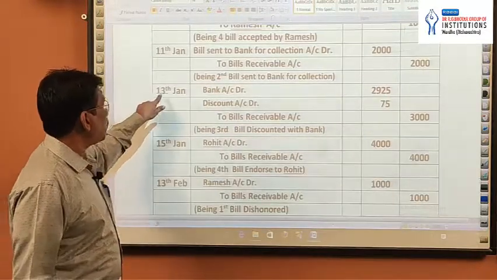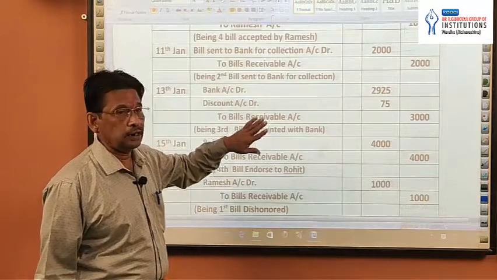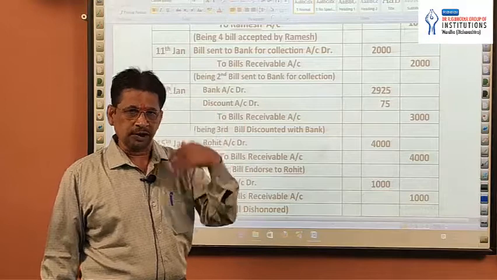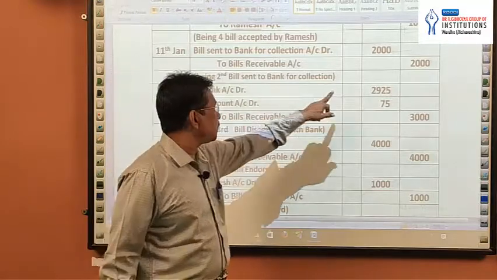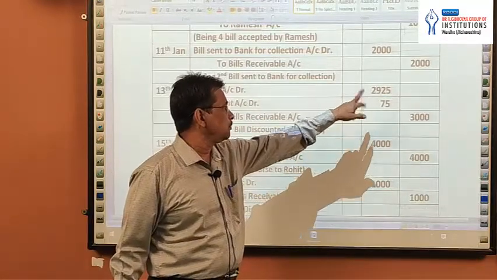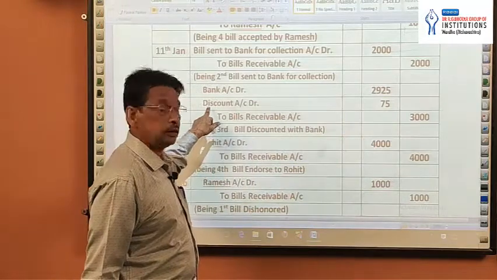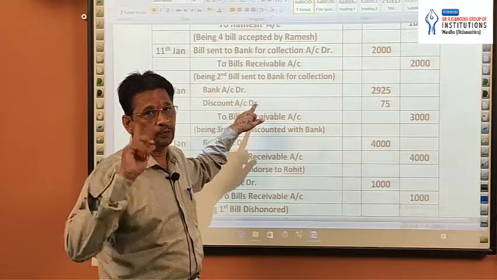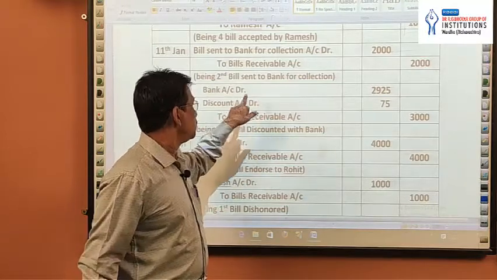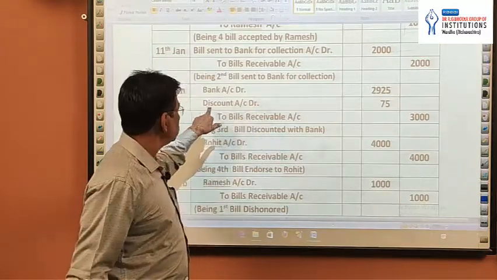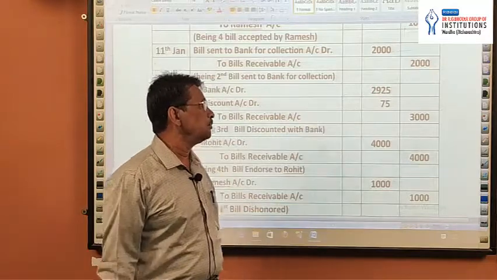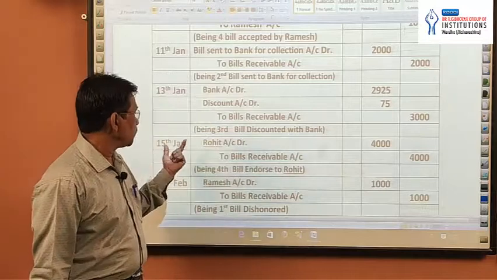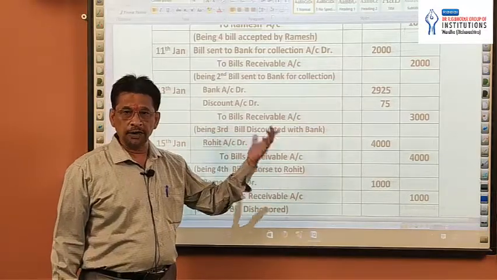The third bill was discounted on 13th January. Discounted means sold. In simple language, sold to the bank means cash received. So bank account debit 2,925. The bank deducted a discount, which means our loss, our expense. As per the nominal account rule, expenses are always debited. So discount account debit rupees 75, to bills receivable account 3,000, being third bill discounted with bank.